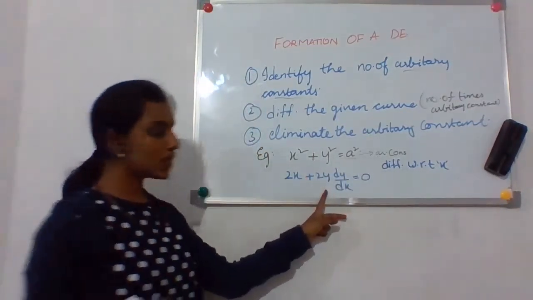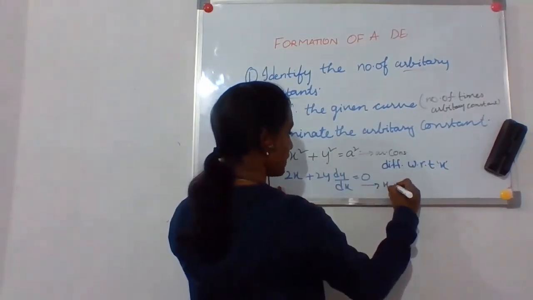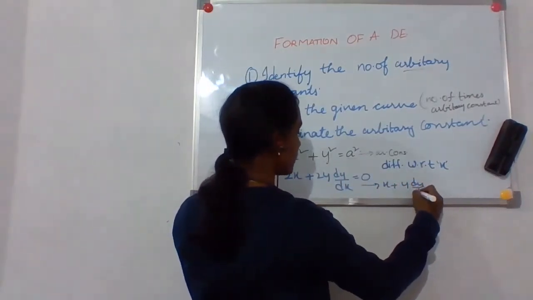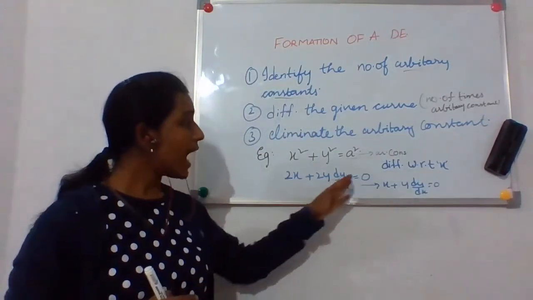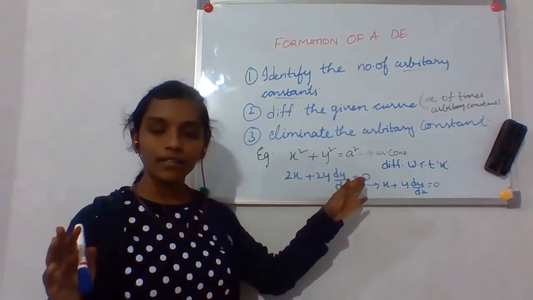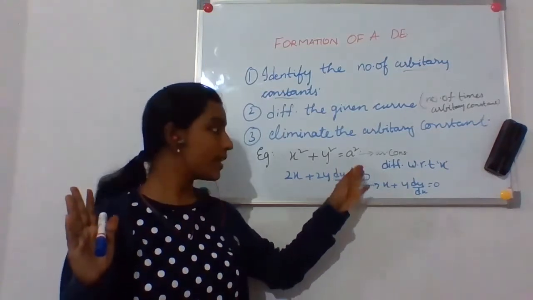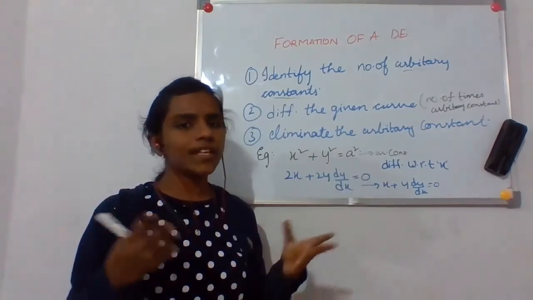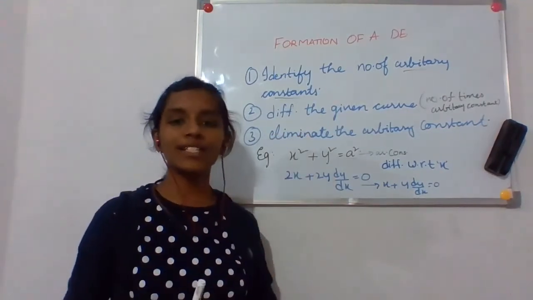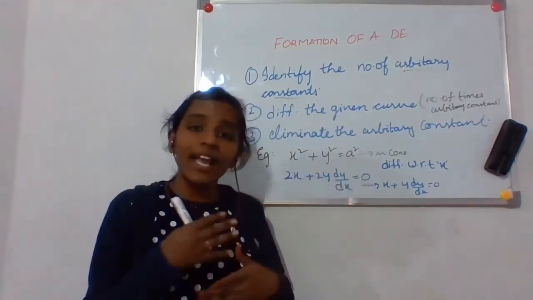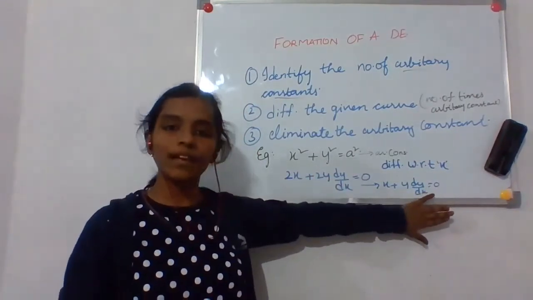So this will be the differential equation. If I eliminate 2 from this, I get x plus y dy by dx equals 0. In this example, the arbitrary constant has disappeared after we differentiated the curve, right? So there is no need to eliminate the arbitrary constant. We don't need to do the third step over here, because it is already eliminated after differentiating the curve. So that is it. This will be the differential equation.